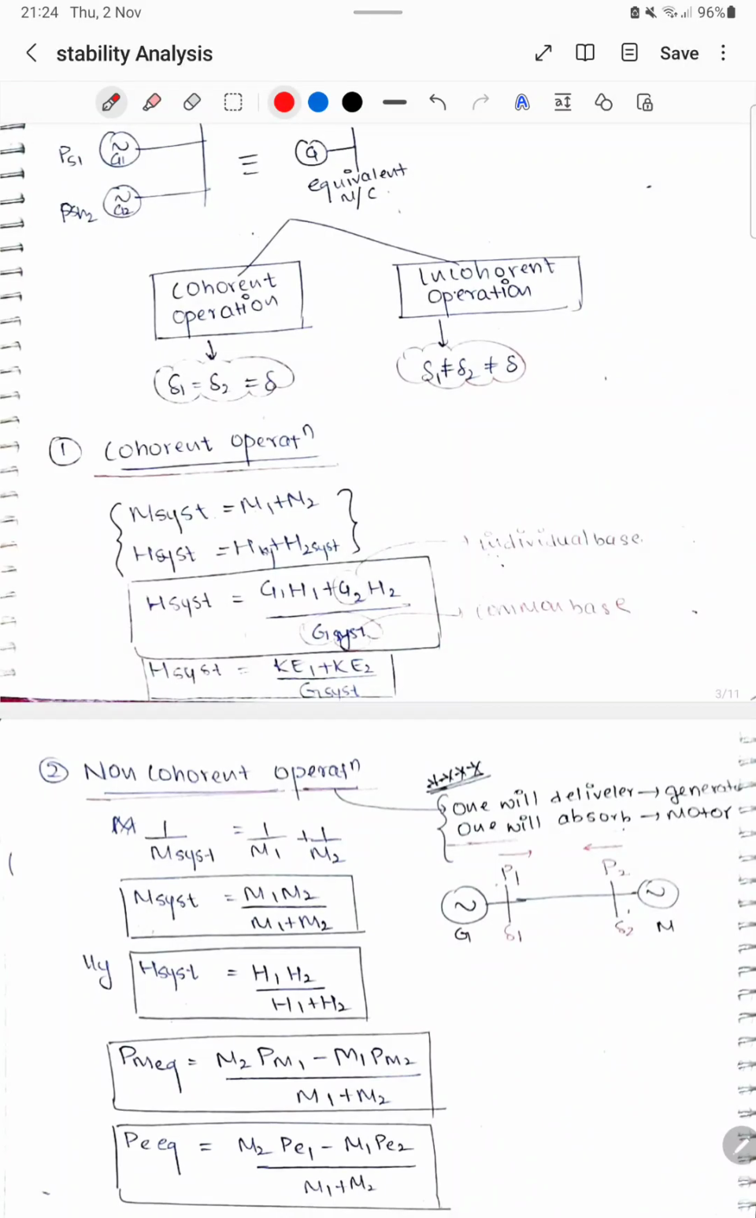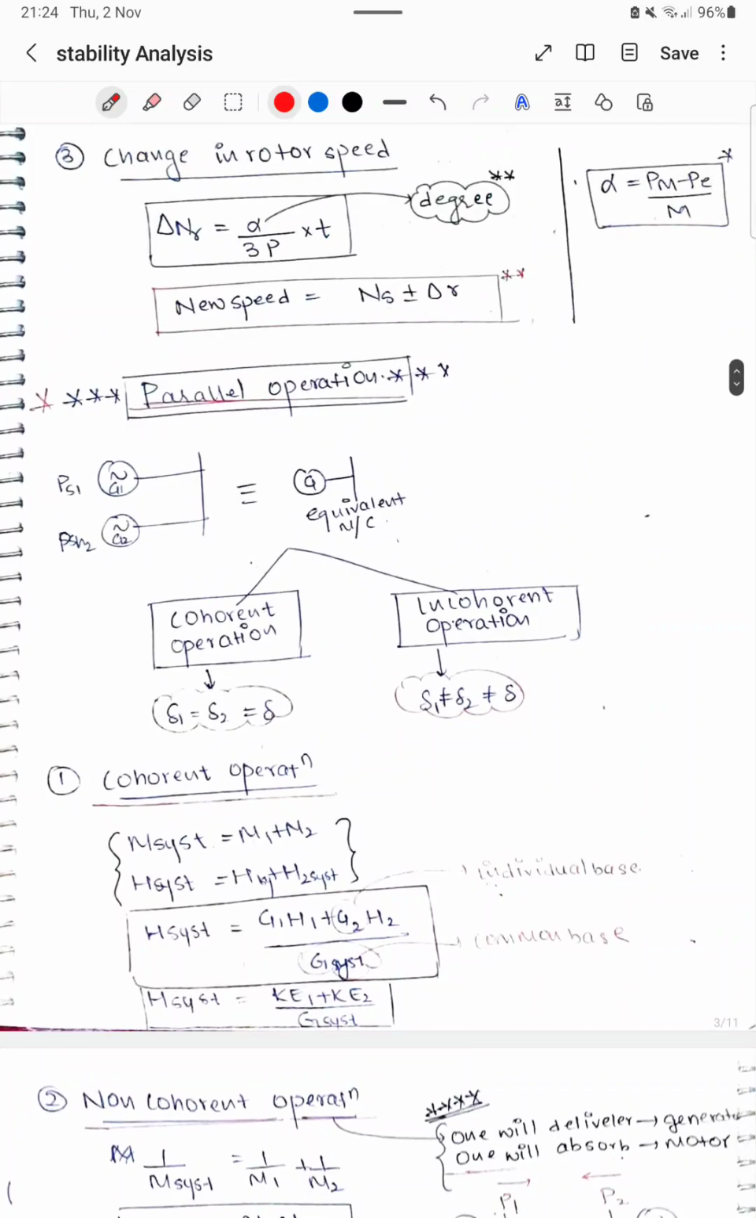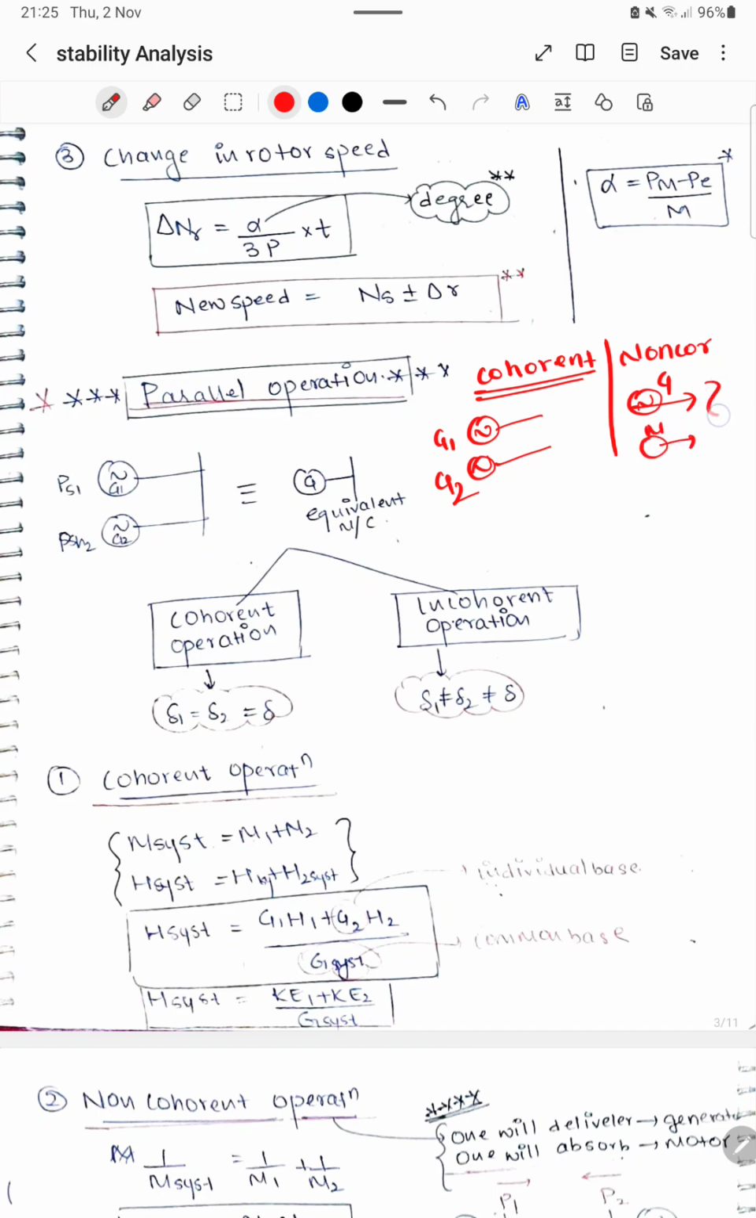In parallel operation, there can be two kinds of operation. One can be coherent, other one will be non-coherent. In coherent, there will be two generators working parallel, G1, G2. In non-coherent, there will be one generator delivering and other motor absorbing, okay, and they will be working in parallel. In coherent, del 1 will be equal to del 2, that will be equal to ultimate del, but in non-coherent, del 1 will not be equal to del 2, that will not be equal to ultimate del.